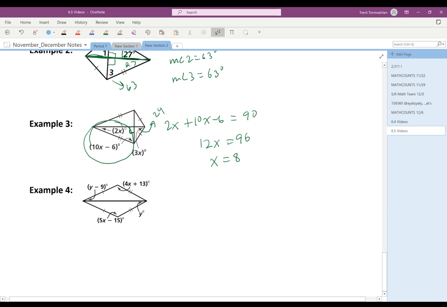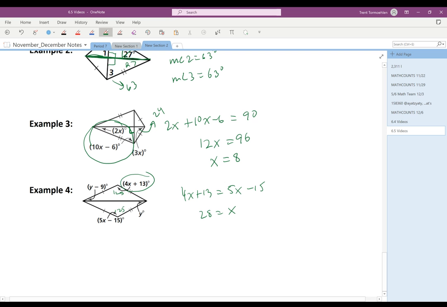And finally, this last one, again, in this kite, we know that the base angles are congruent to each other. And so that means that 4x plus 13 must equal 5x minus 15. So if I subtract 4x and add 15, I get 28 equals x. And so if I get 28 equals x, that means that when I substitute that in, 28 times 4 is 112, plus 13 is 125. So both of those are 125.